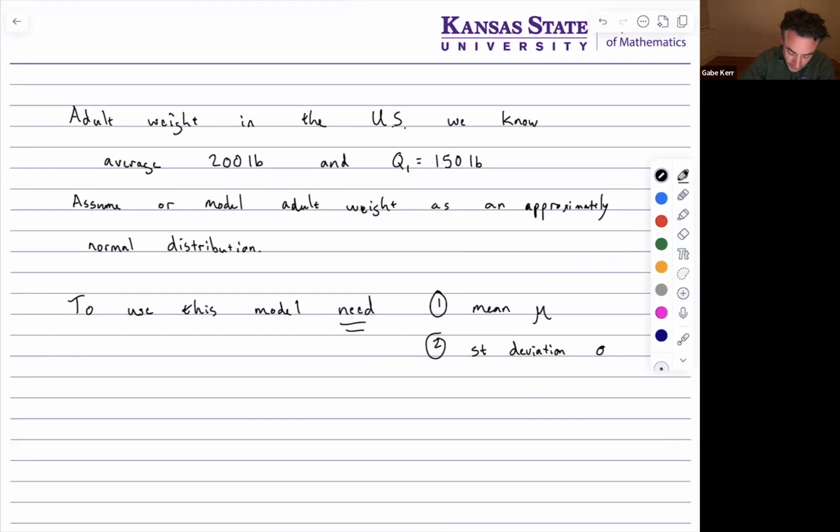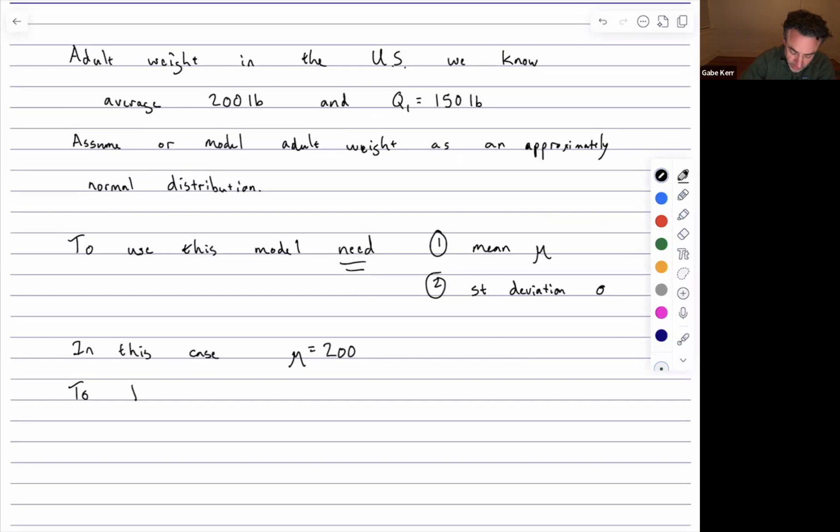In this case, we are given the mean: mu is equal to 200. That's the average. However, we are not given the standard deviation, but we can use our formula for the first quartile in a normal distribution to calculate it. To find sigma, use this formula: Q1 is equal to mu minus 0.675 times sigma.